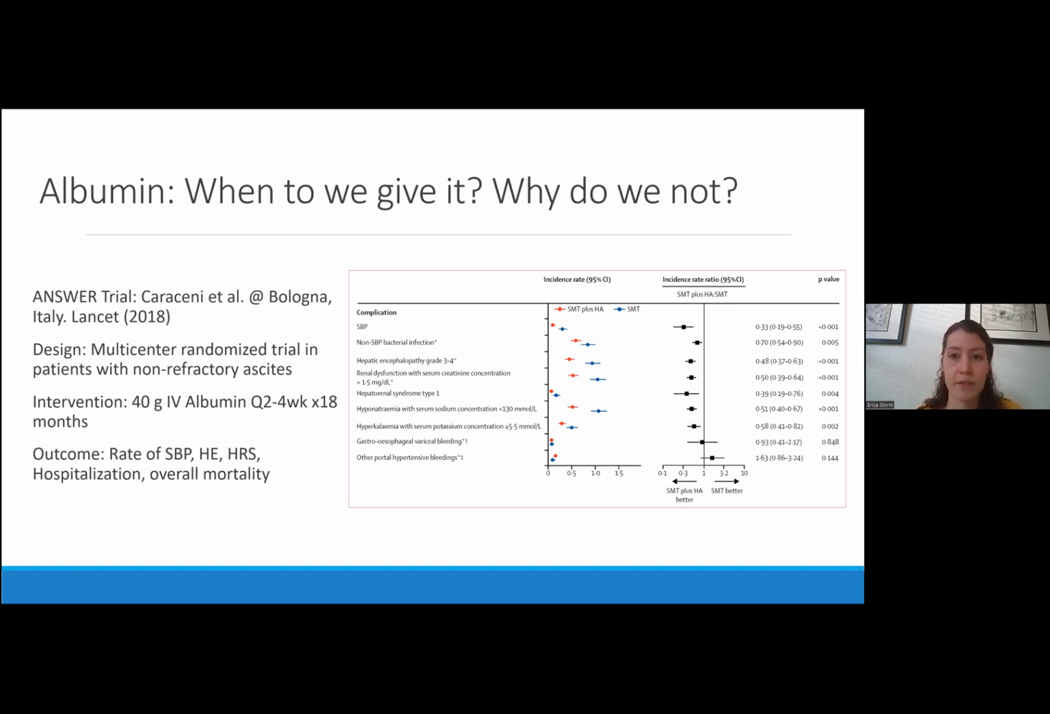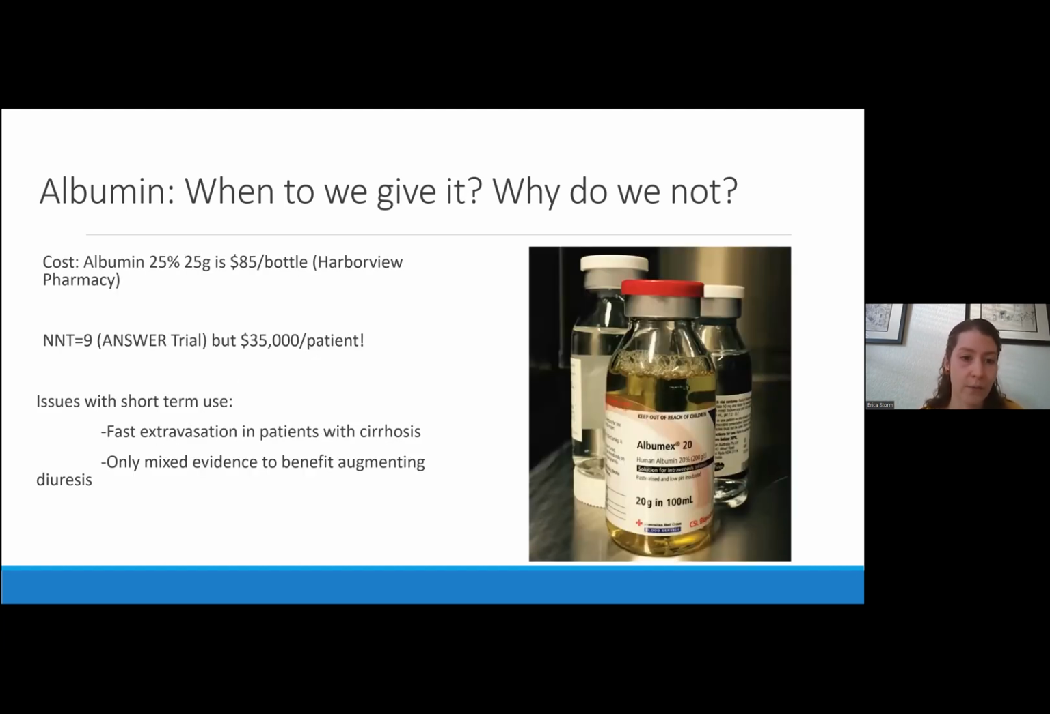The next question, though, is, well, if we are seeing all of these great studies, why are we not giving albumin more routinely in our cirrhosis patients? And that's predominantly because of the cost. The number needed to treat in the ANSWER trial was 9, but given the amount of albumin that they were giving and over the long period of time, that ends up costing somewhere in the range of $35,000 per patient. And I think that's both in terms of the cost of the actual albumin and also the setup time with the facilities, et cetera.